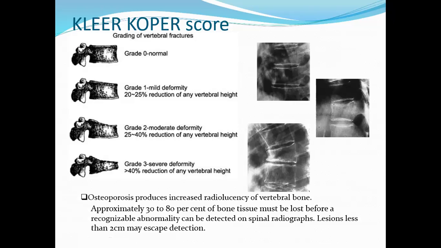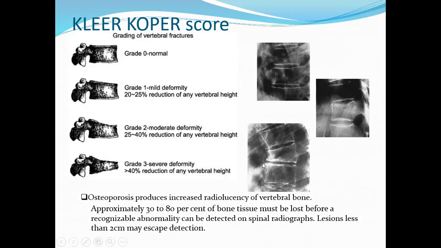30-80% losses that are already present can be detected on the spinal radiograph. Lesions less than 2 centimeters may escape detection here. You have to observe the gaps: this is near about 1%, this is about 2%, and these are somewhat more.